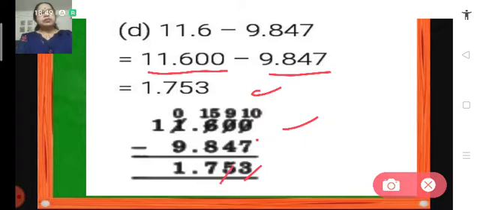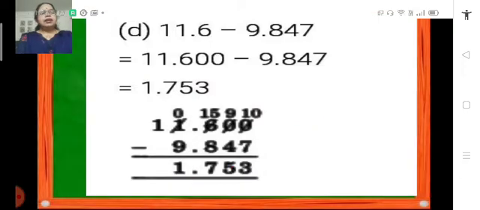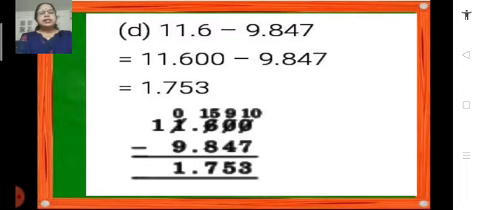So in the hundredths place we have 9. 9 minus 4 becomes 5. Then in the tenths place we have 5. We have borrowed here 1 from the ones place, so it becomes 15. 15 minus 8 becomes 7. Then we put the decimal, move on to the ones place. Here we have 10. So 10 minus 9 becomes 1. So ultimately the answer that we get is 1.753.